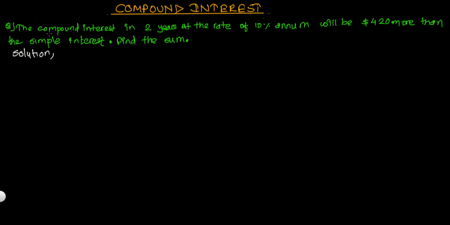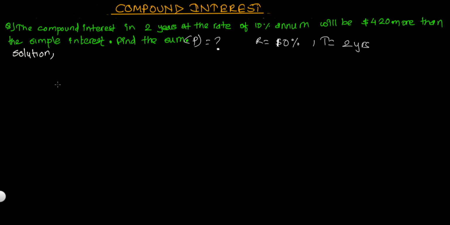Now let us see a little bit more complicated but interesting problem regarding compound interest. Let me read the question for you. The compound interest in 2 years at the rate of 10% per annum will be $420 more than that of the simple interest. Find the sum or the principal. So this we have to find. The rate is given to us as 10%, whereas time is given to us as 2 years.